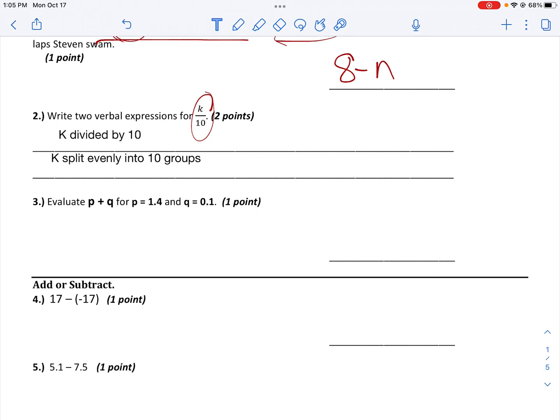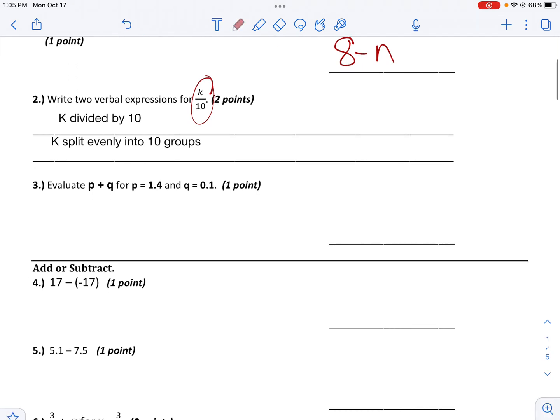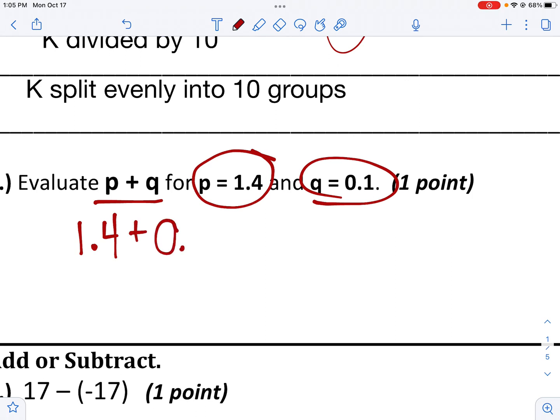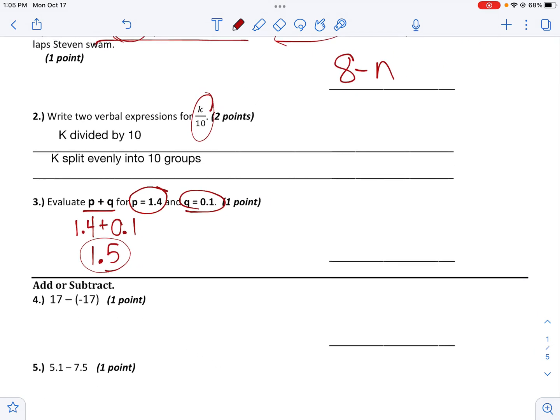All right, number 3, evaluate P plus Q, for P is 1.4 and Q is 0.1. So we're going to use substitution and plug in 1.4 for P plus 0.1. And when you add that, you should get 1.5 over on the line, 1.5.